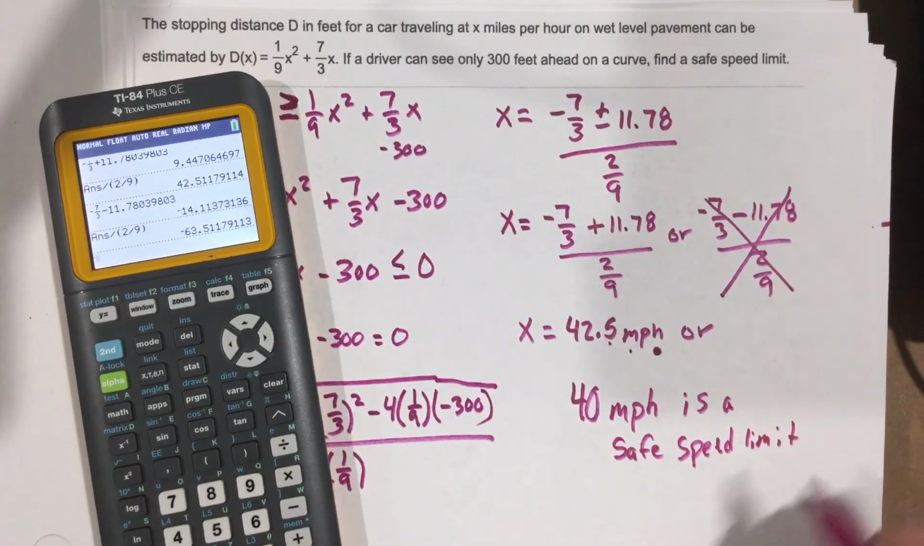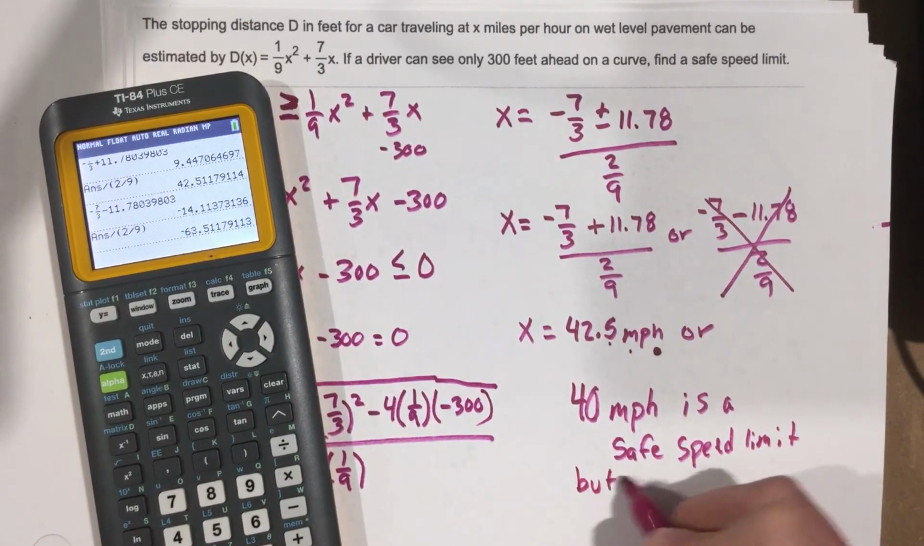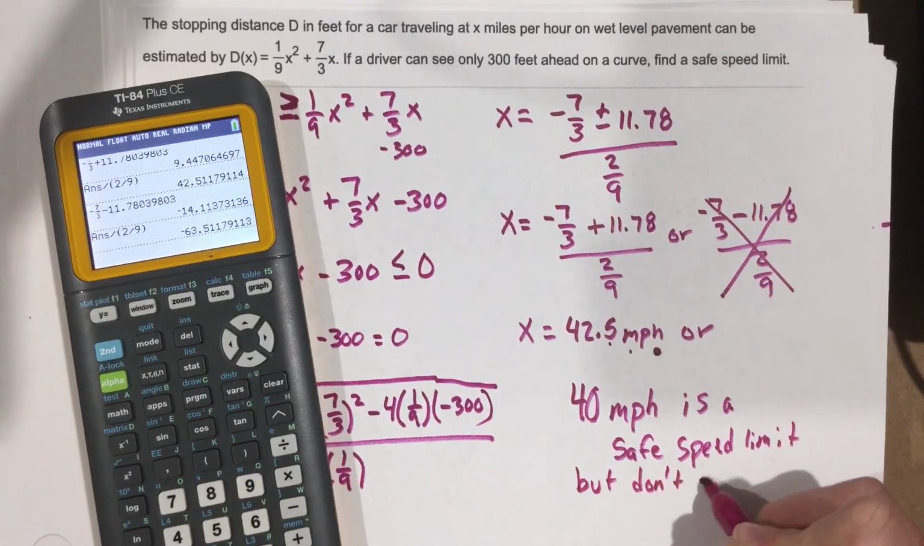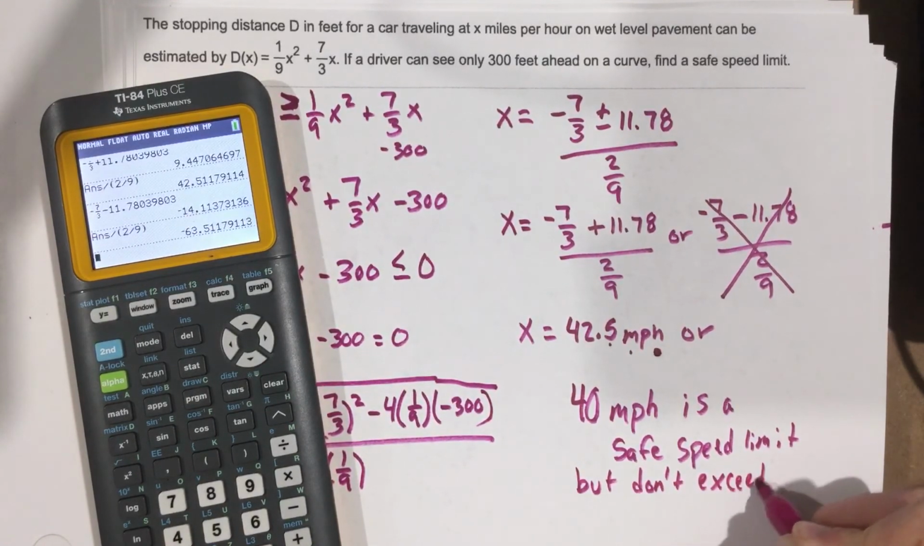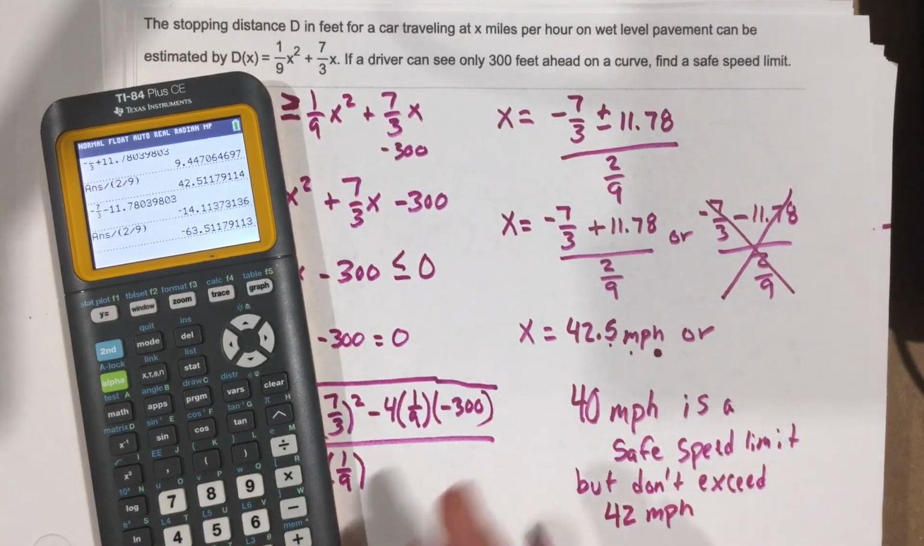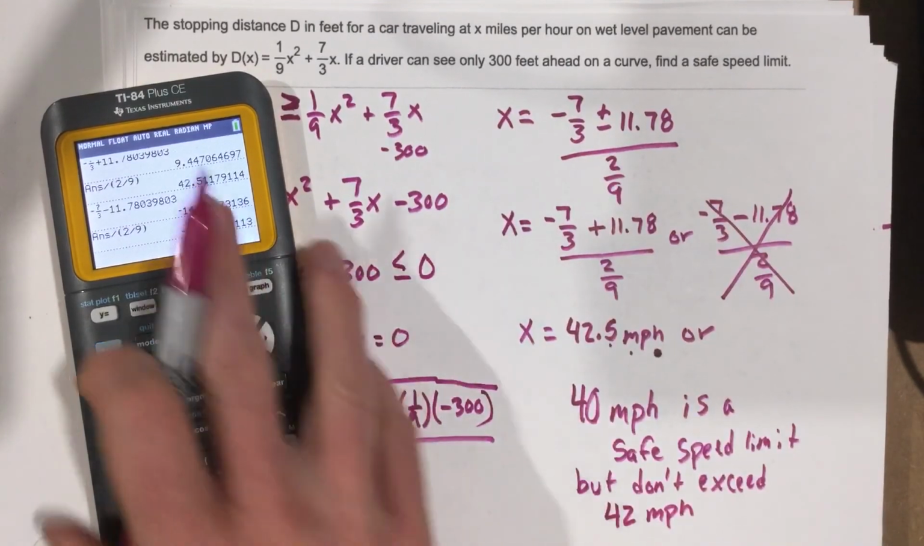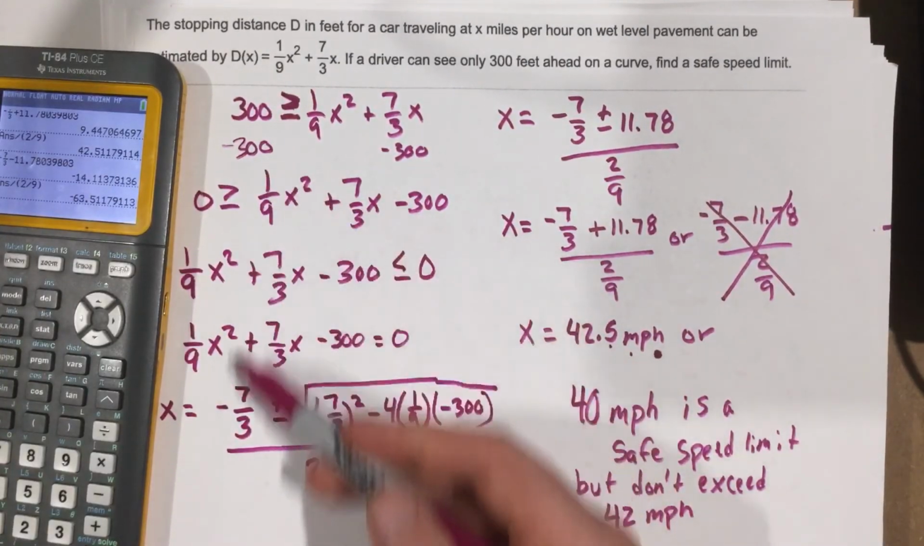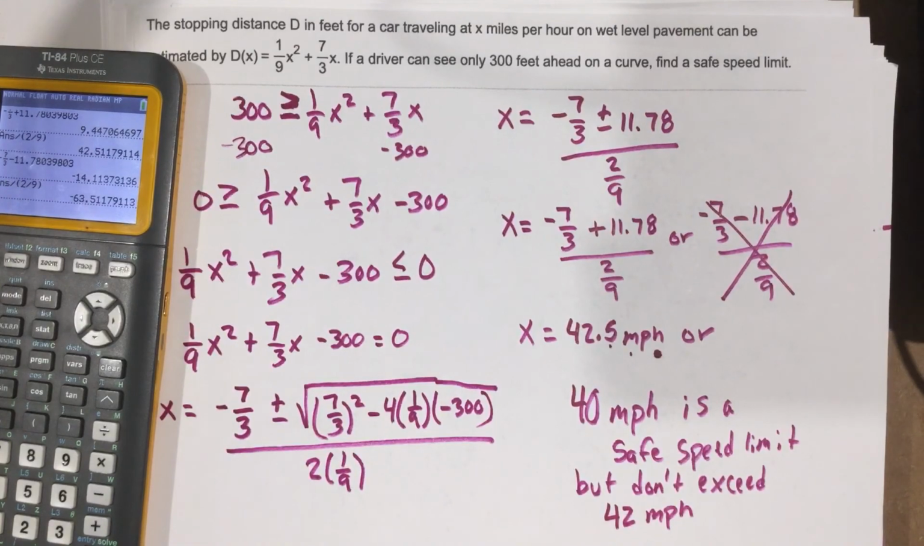But you wouldn't want to exceed 42 miles per hour. Because if you go above 42 miles per hour, let's say you're at 43, you're not going to stop in 300 feet. That's the whole point of how we wrote the inequality. So I think that should make some sense.